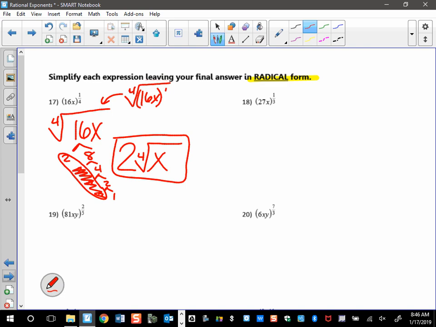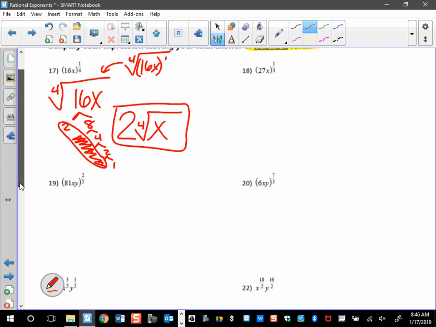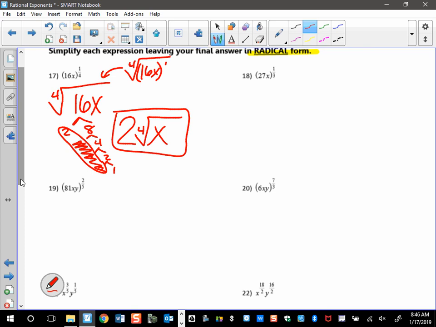I'm going to do the left side problems, so the odds, with you, and then have you do the evens on your own. Okay, so 19. First thing I need to do, change it to a root. What type of root? Fifth root. Do I need parentheses? Yes. 81 x, y.